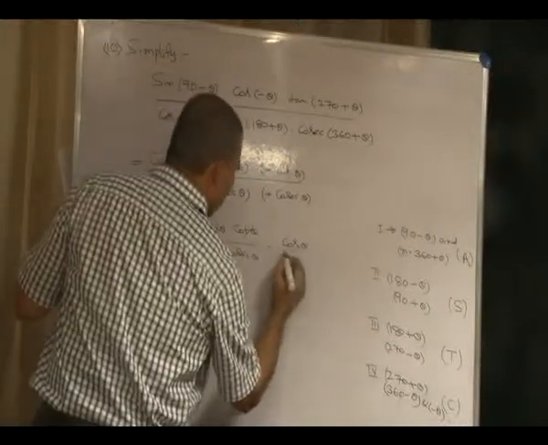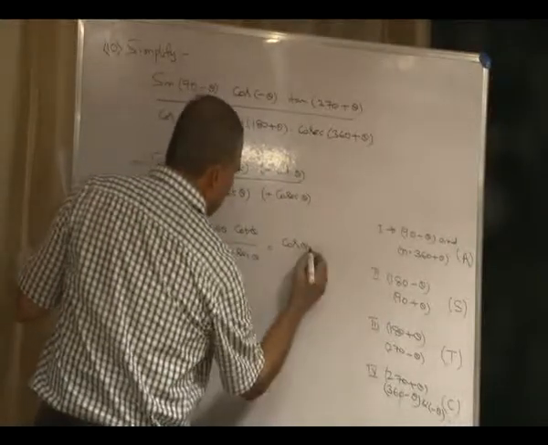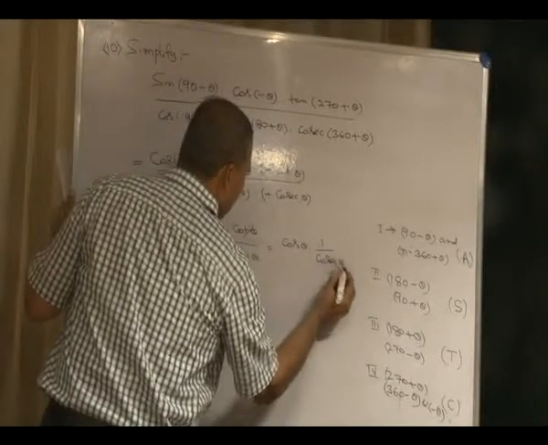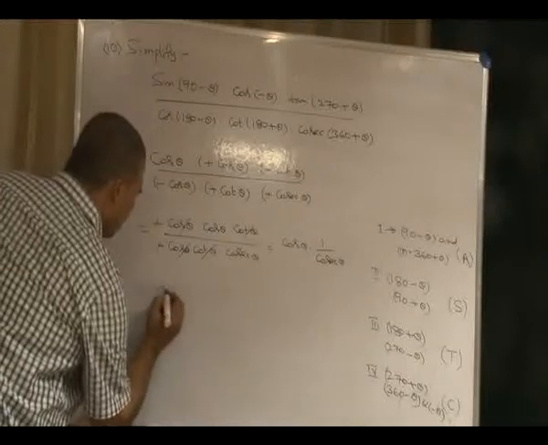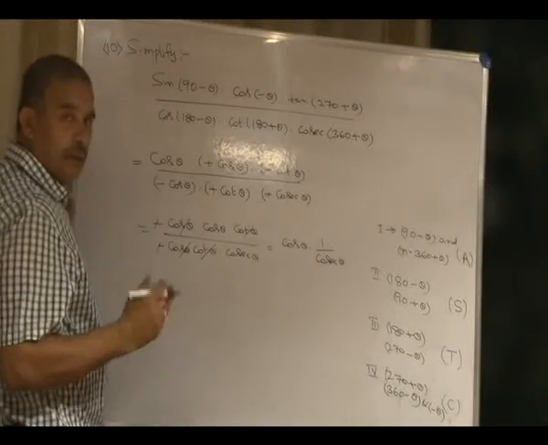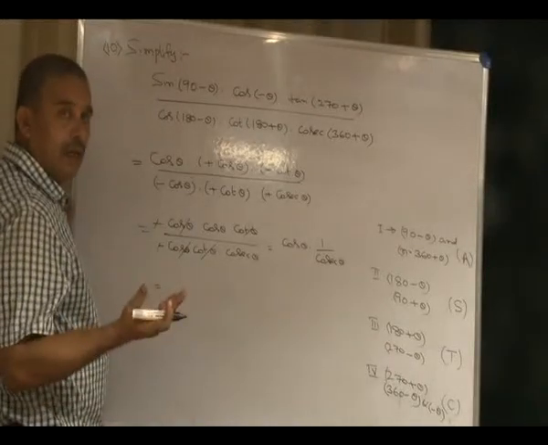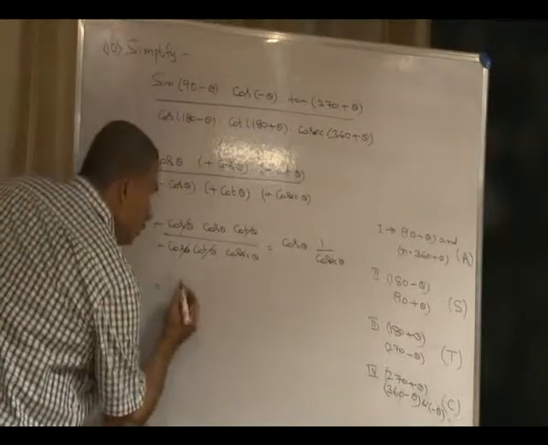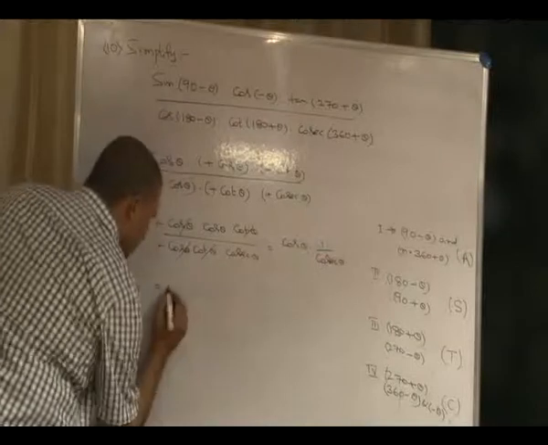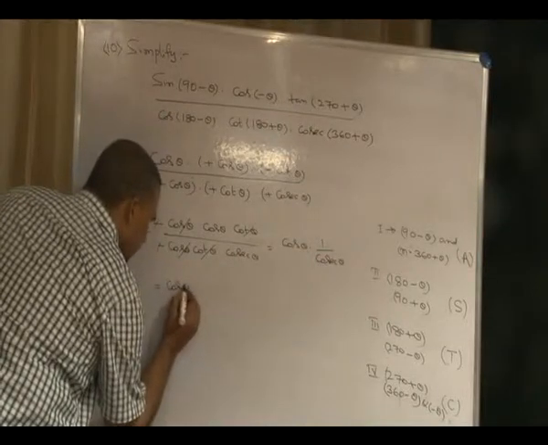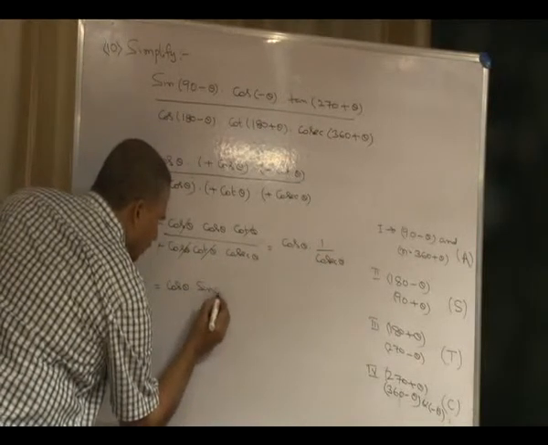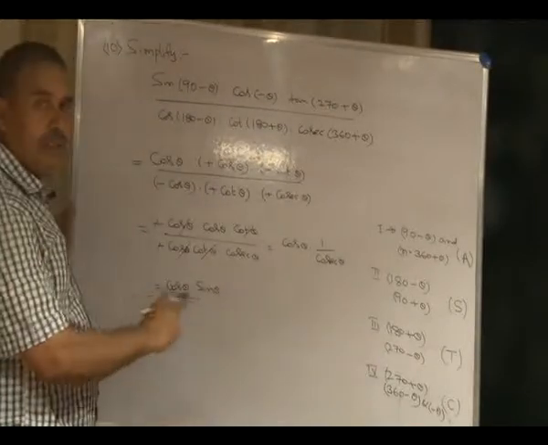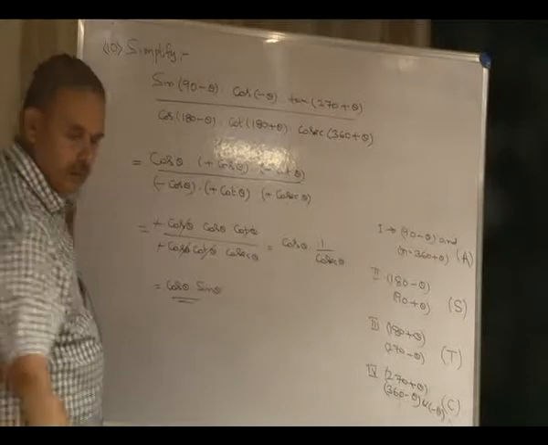by cosecant theta. Cos theta by cosecant theta, we may write cos theta into 1 over cosecant. Cosecant theta is 1 over sin theta, or sin theta equals 1 over cosecant theta. In place of 1 over cosecant substitute sin theta, that is cos theta into sin theta. The value of the given expression is cos theta into sin theta.